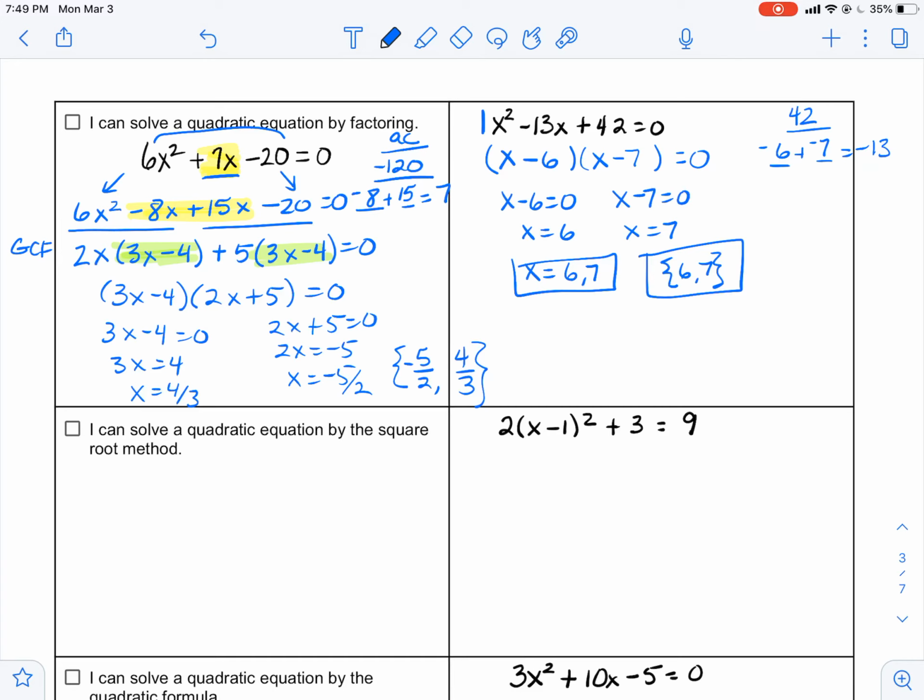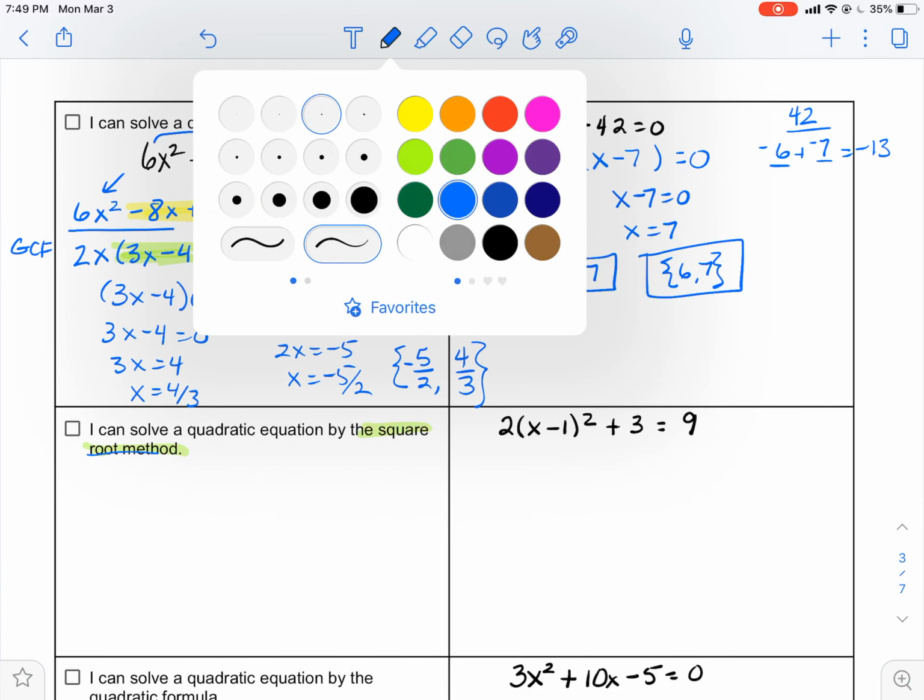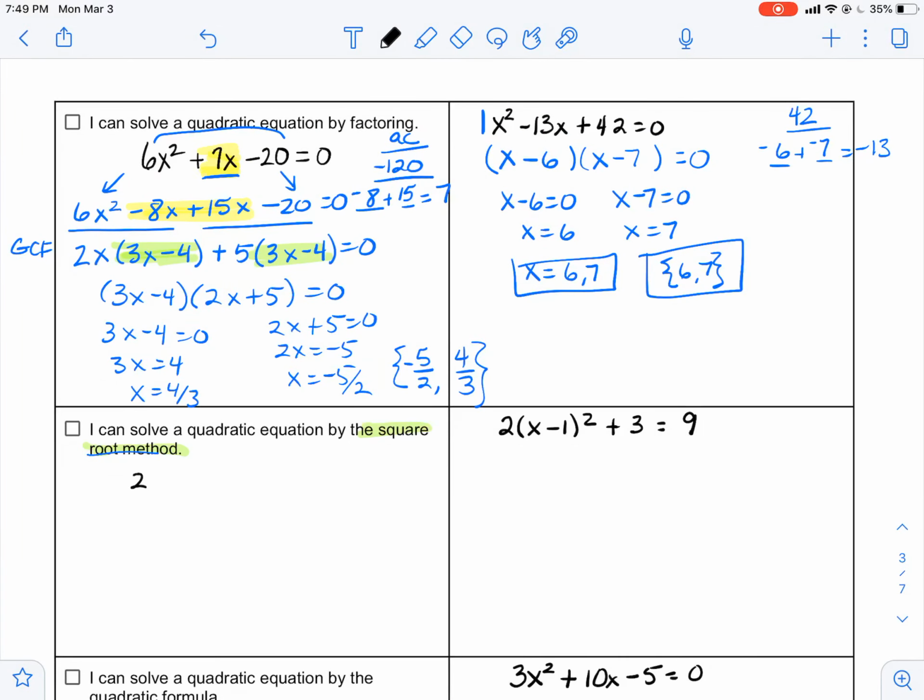Okay, the next method is the square root method. Remember, when I'm doing the square root, let me just give you another one. So you could have something like 2x squared plus 3 equals, let's do negative 5.